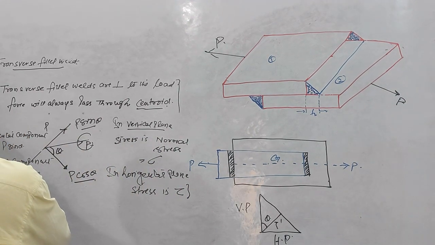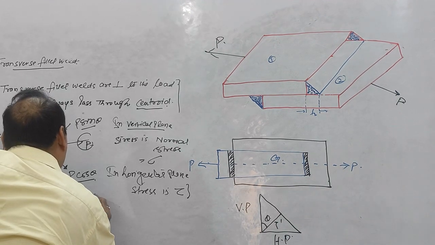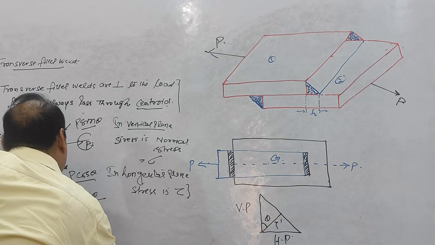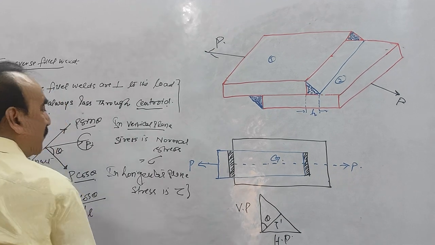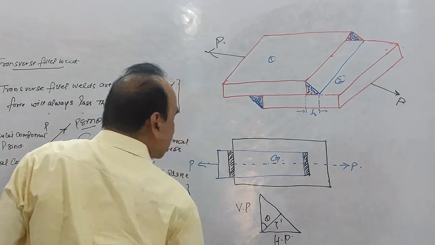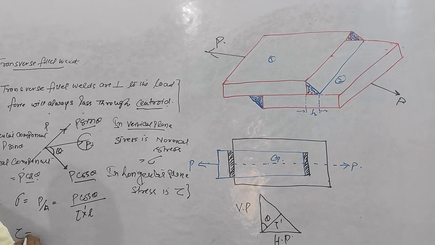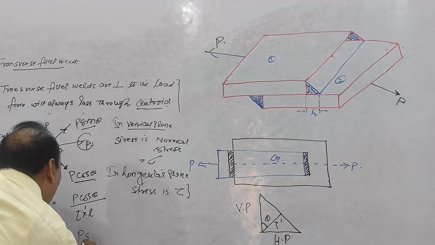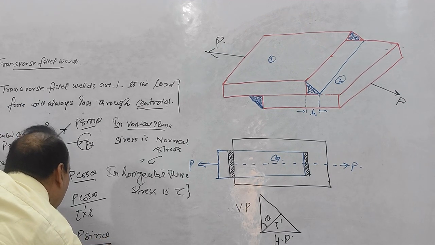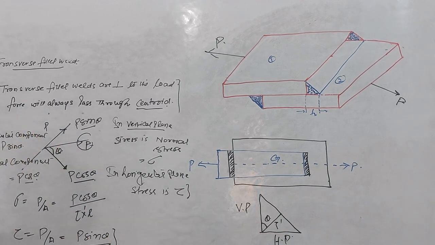So sigma is, what is your vertical component, P cos theta, that is P cos theta into area. What will be the area? T dash into L, because I have taken the minimum area T dash on this inclined plane, right? T dash into L. And your tau will also be P upon A, which is equal to P sin theta into T dash into L, right?